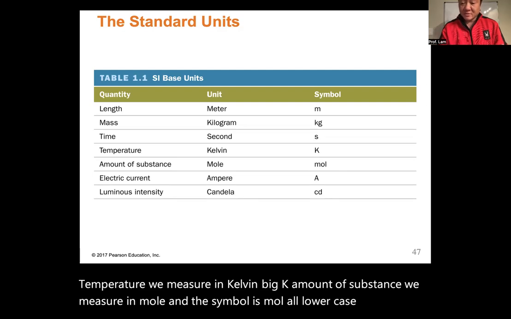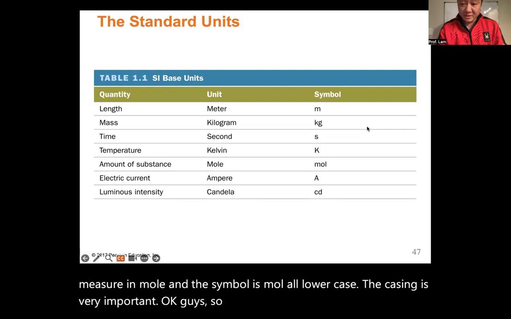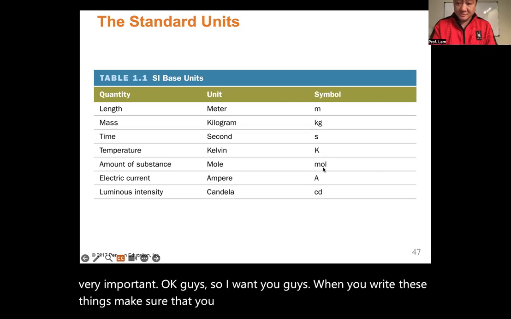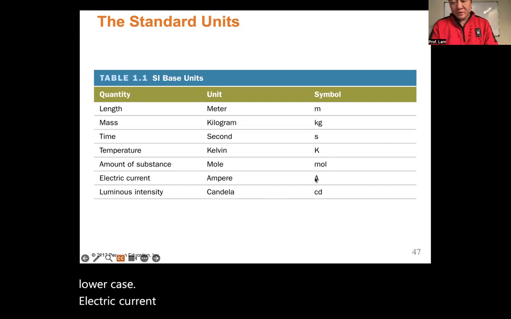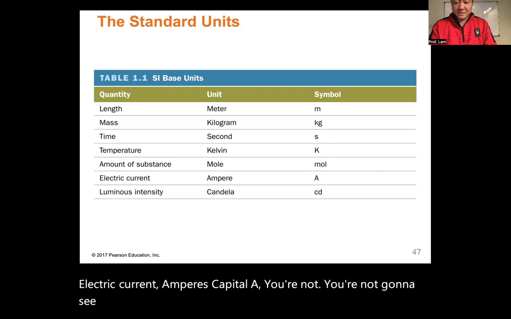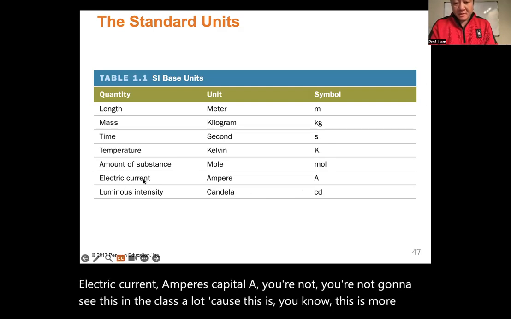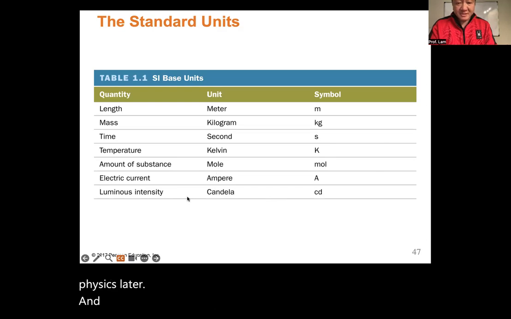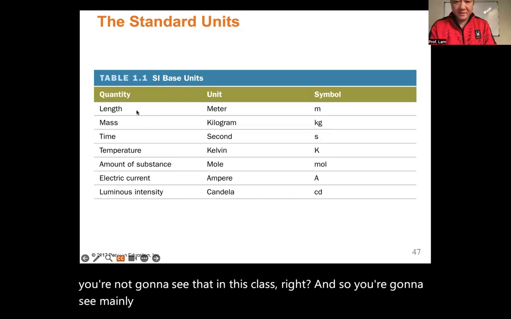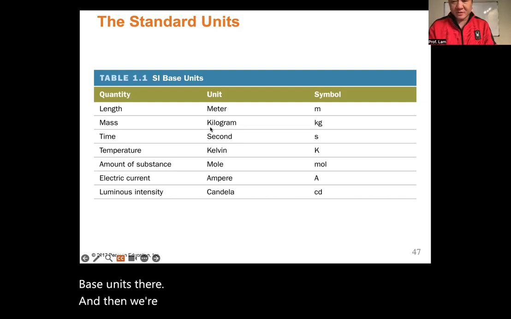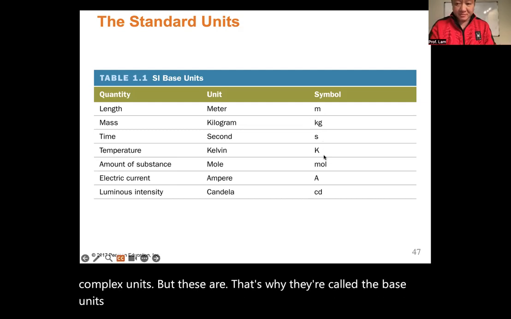The casing is very important, okay? So when you write these things, make sure that you have the right case, uppercase, lowercase. Electric current, amperes, capital A. You're not gonna see this in the class a lot because this is more for physics later. And then luminous intensity, it's the candela, little c, little d. Also, you're not going to see that in this class. And so you're going to see mainly the top 5 base units. And then we're going to combine these units into more complex units, but that's why they're called the base units. It's the simplest units.